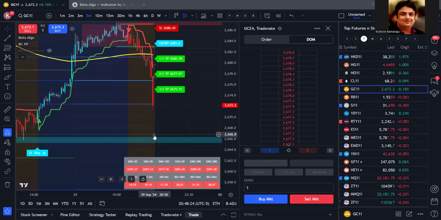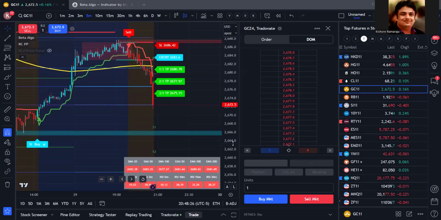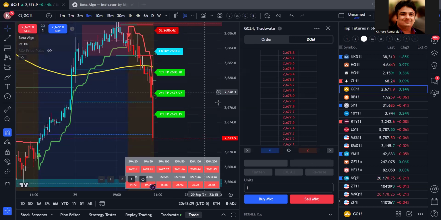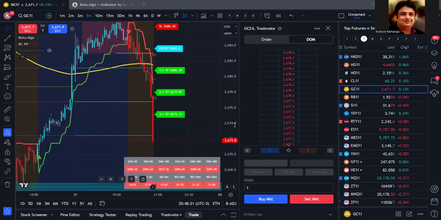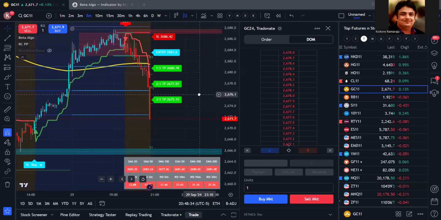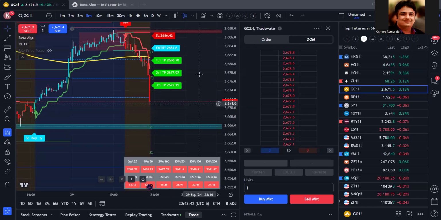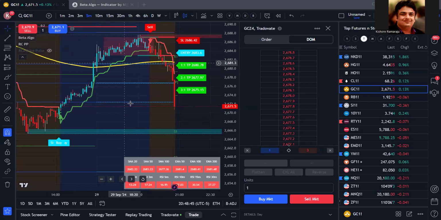We come all the way till here. Yeah, it will touch this and again it will start going up, right? Because this is in a range sideways market.